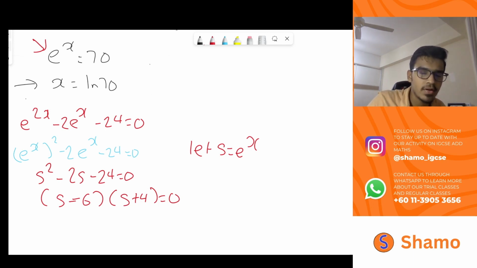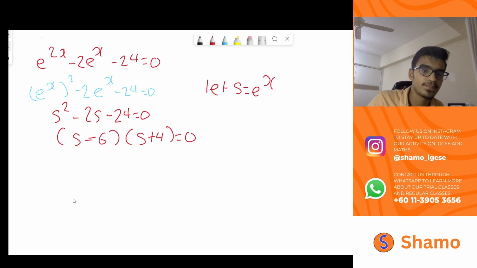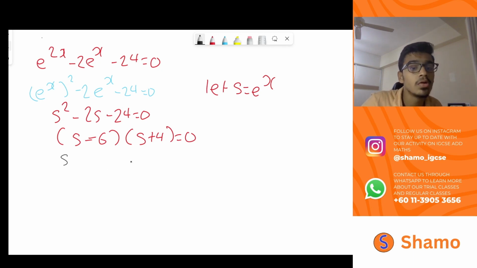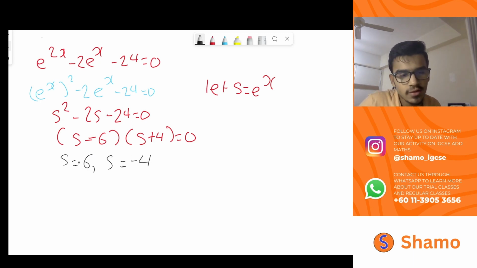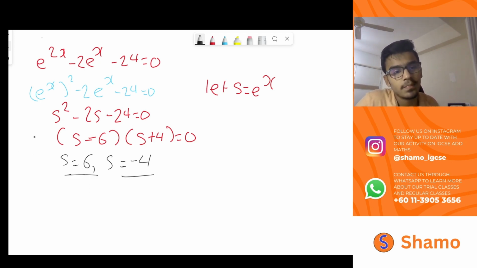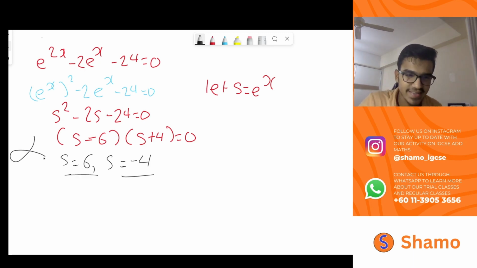Now we know that because (s minus 6)(s plus 4) is equal to 0, s is equal to 6 and s is equal to negative 4. I hope you got that. Now some students very happily say, this is my answer, but this is not your answer. S equals 6 and s equals negative 4 is not the answer, it's the value for s. But you want the value for x.